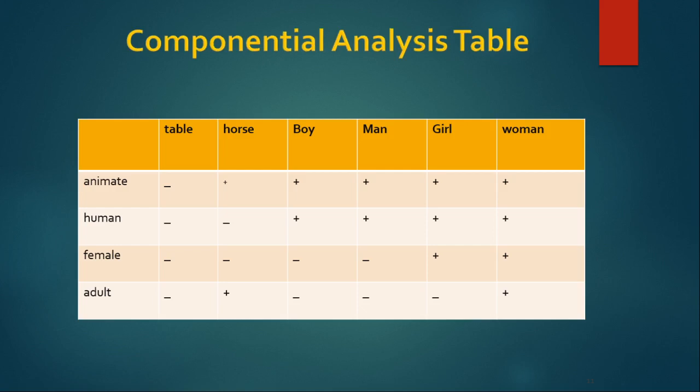Then a boy is plus animate, plus human, minus female, and minus adult. A man is plus animate, plus human, minus female, and plus adult. A girl is plus animate, plus human, plus female, and minus adult. A woman is all animate, human, female, and adult. Okay.